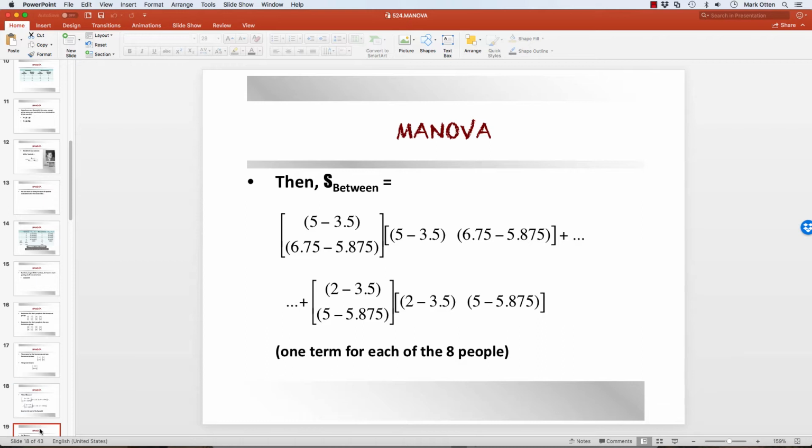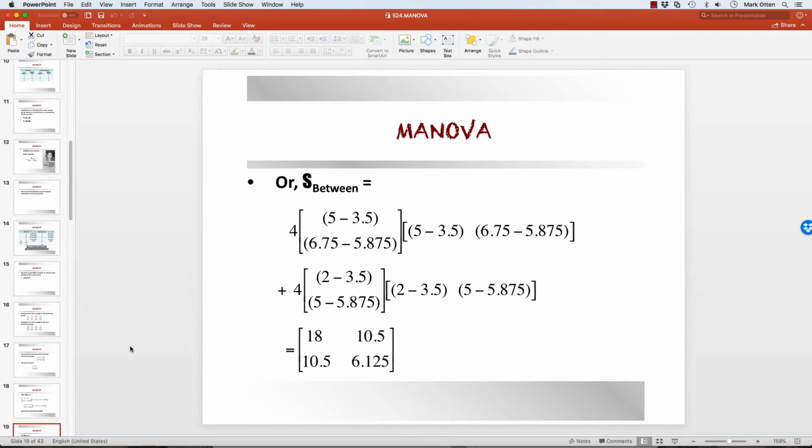Let's see the next slide. Let's move forward. So you can add all those matrices together, or since they're just repeated 4 times, you can just go 4 times the whole thing. And then you're going to end up with 1 matrix at the end.